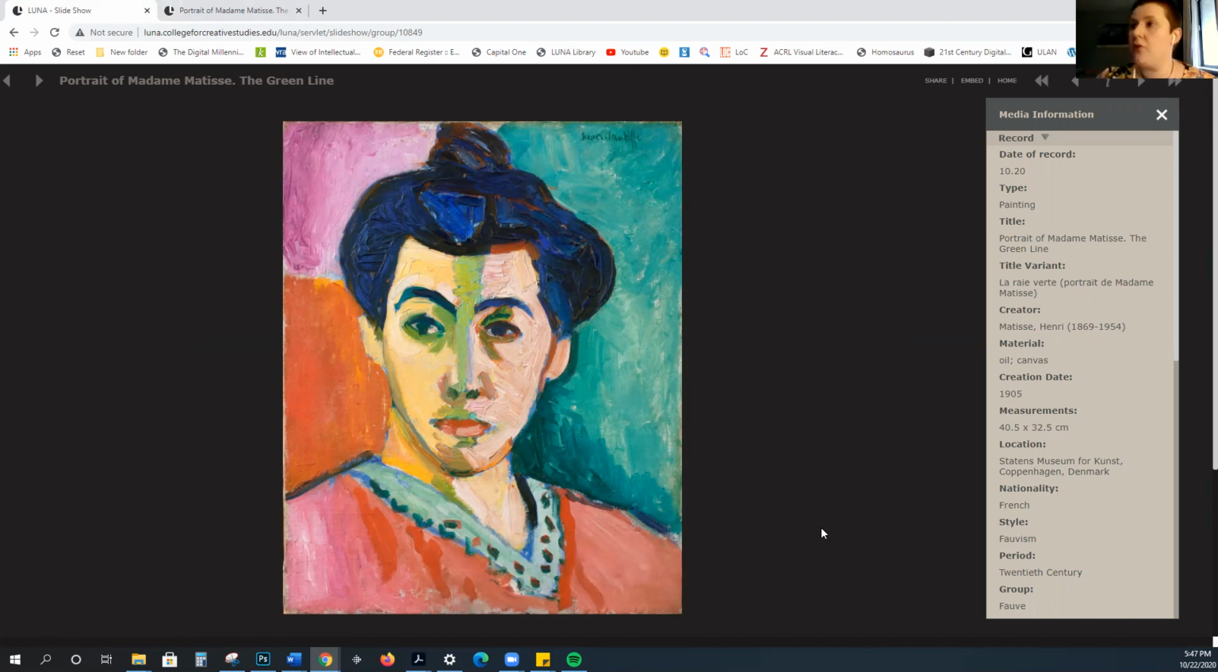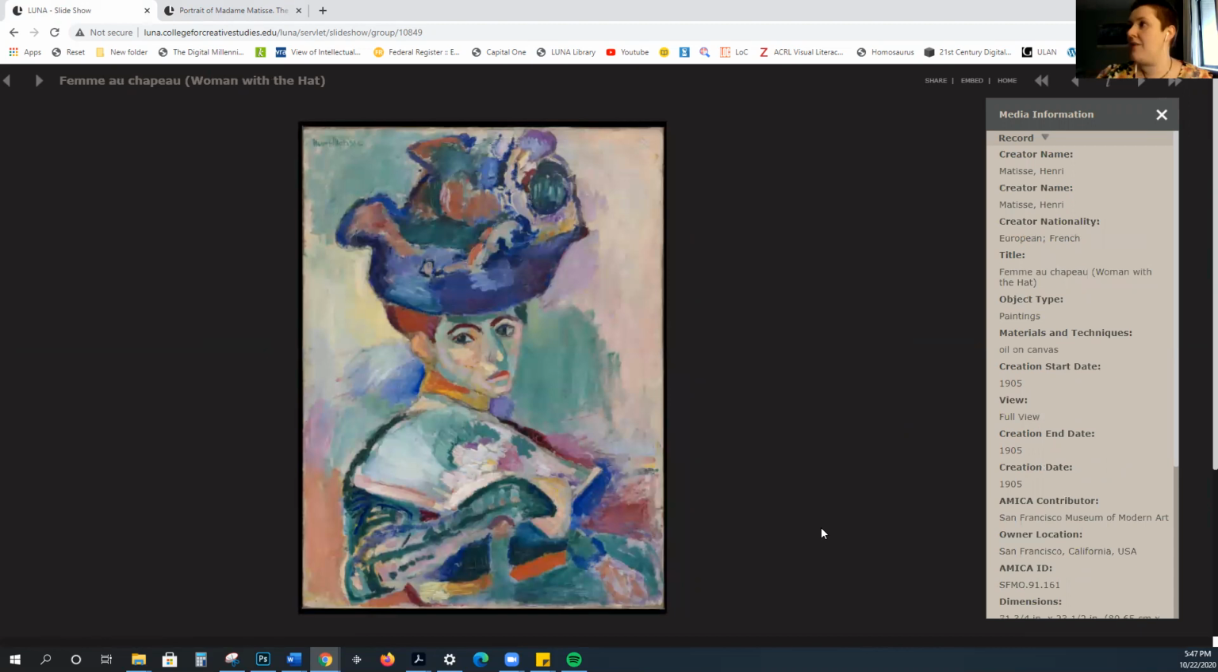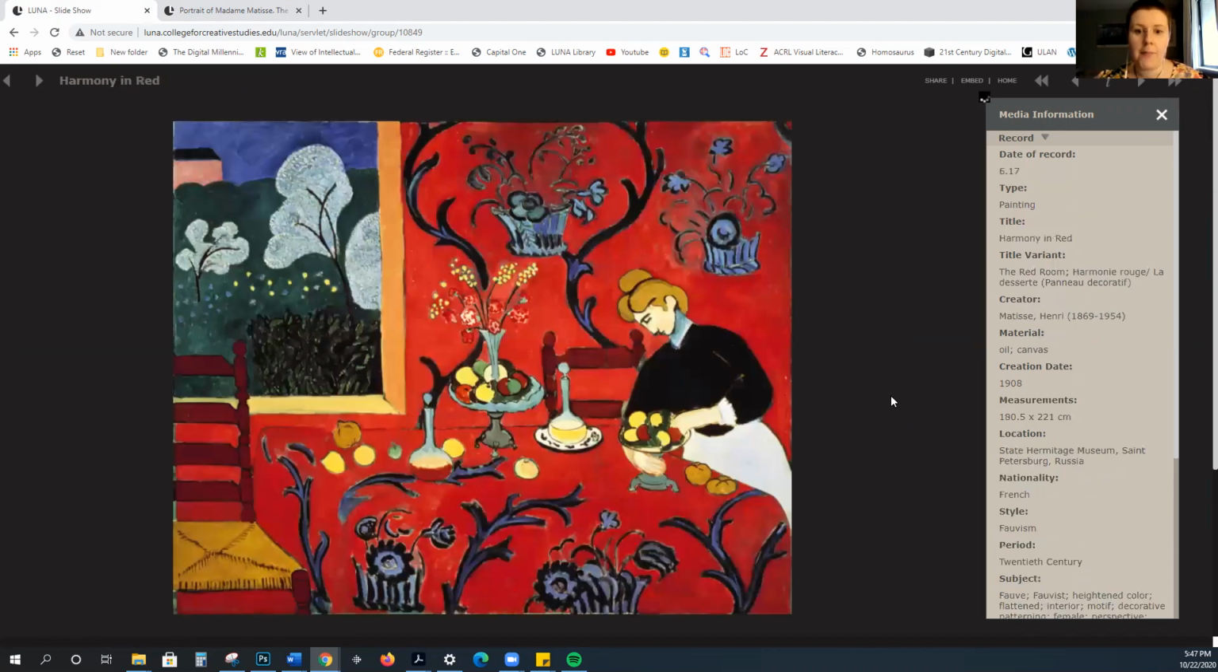So I'm just going to show you a few more works by the Fauve artists. And this is another Matisse. This is Woman with the Hat. And again, you can see how the colors are heightened. This use of a very unnatural green color to depict the face. And so these artists are less interested in color theory than they are in the effect that color produces.